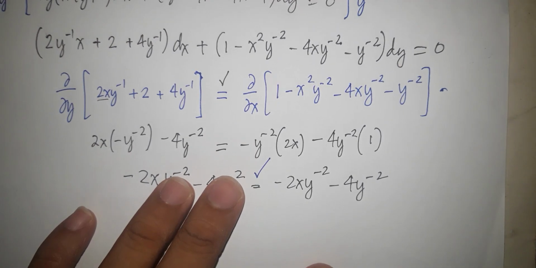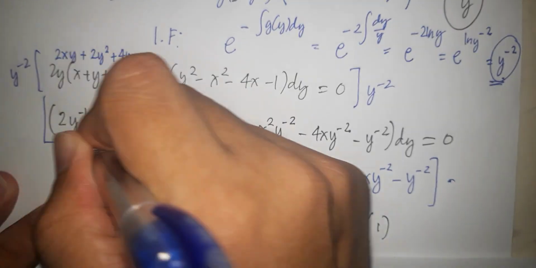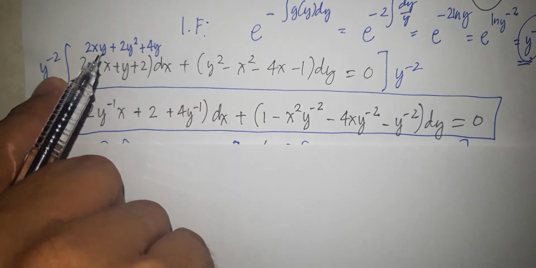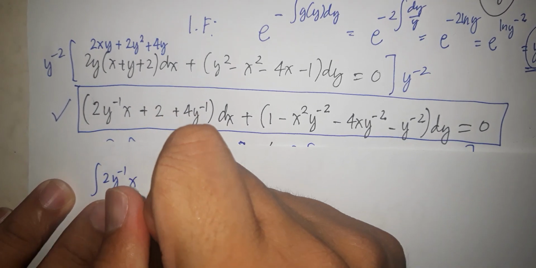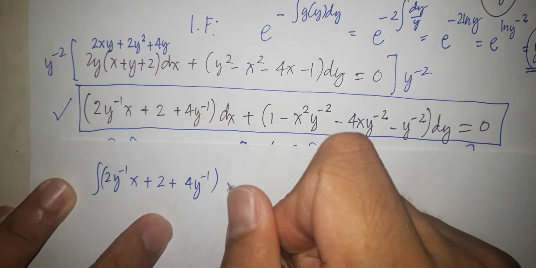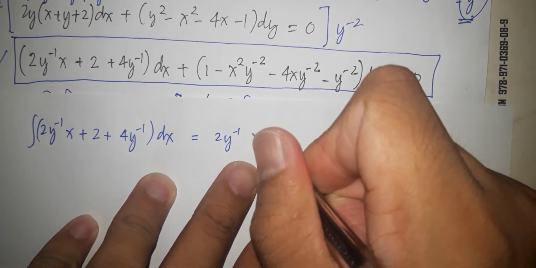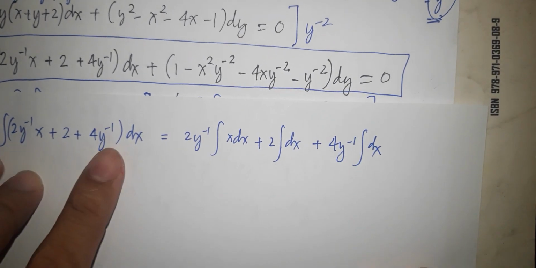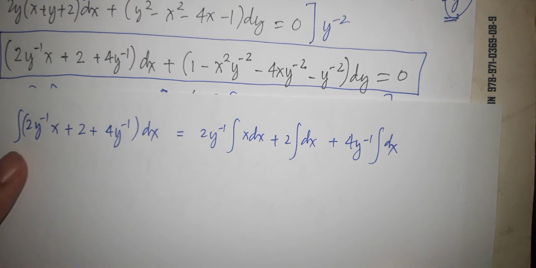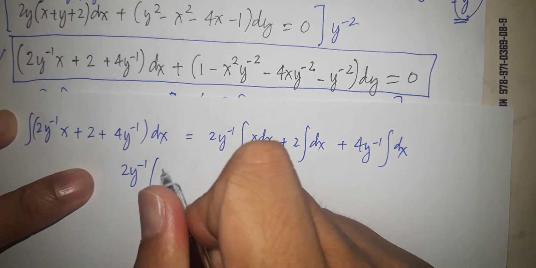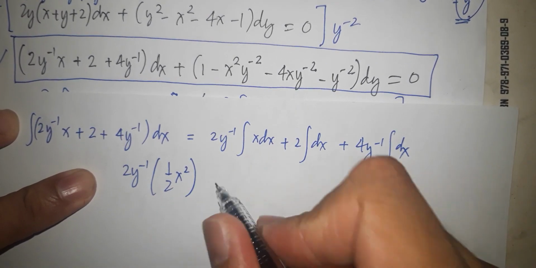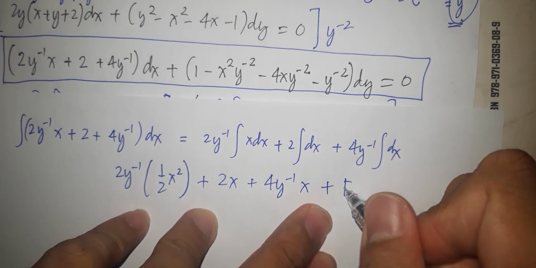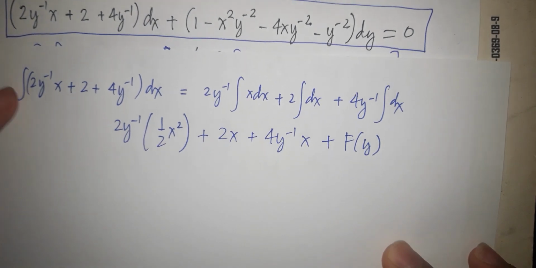So, since it's exact, again, our step 1 is to integrate our new differential equation, the one we got when we multiplied it by y^-2. So, we integrate (2y^-1 x + 2 + 4y^-1) dx. Again, 2y^-1 times the integral of x dx, plus 2 times the integral of dx, plus 4y^-1 times the integral of dx, because 2 and 4y^-1 are constants when integrating with respect to x.